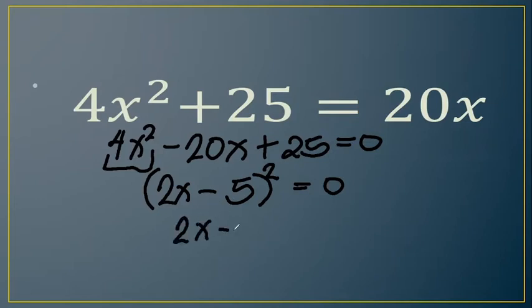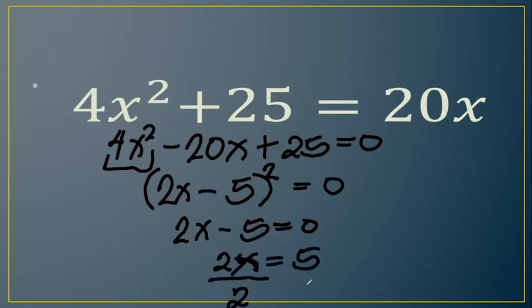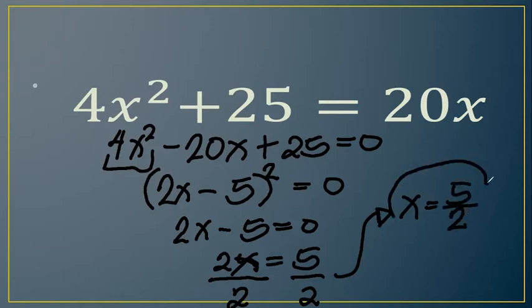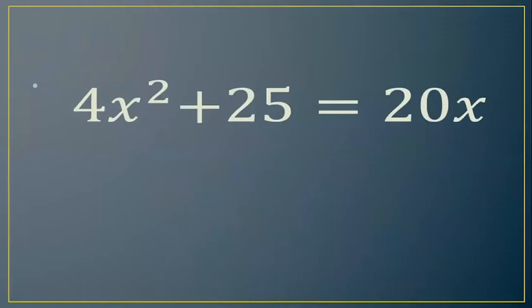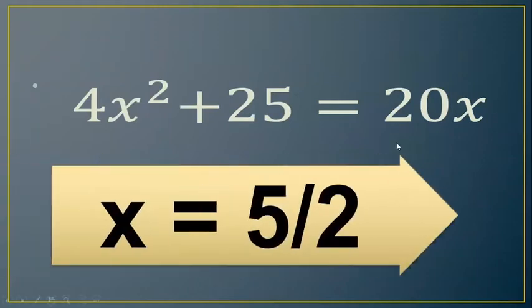So that will just be 2x minus 5 is equal to 0. Transposing our 5, we have 2x equals 5. Dividing both sides by 2 because we just need the value of x, we have x is equal to 5 over 2. That is our only solution for this given example. Again, if your given is a perfect square trinomial, we're going to have only one solution. So the value of x is 5 over 2.